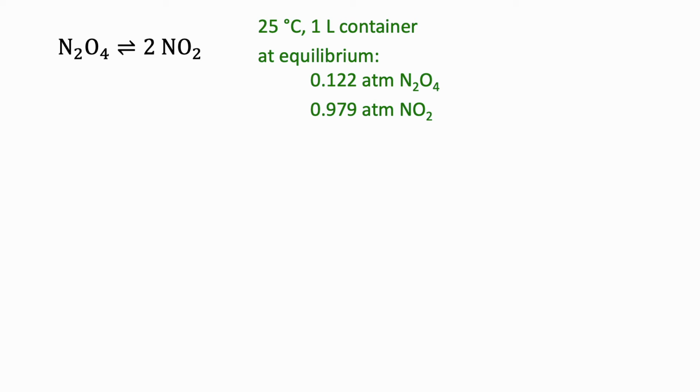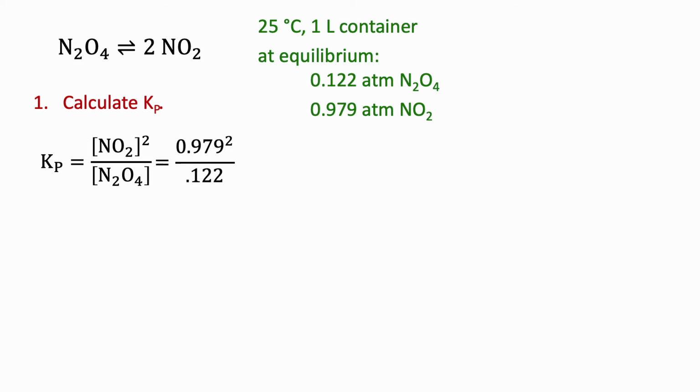So we set up the system at 25 Celsius in a 1 liter container, and at equilibrium you can observe the partial pressures of gases, which are listed here. So let's calculate Kp. Here's our expression for Kp, except I put concentrations instead of pressures, so please pretend those are pressures. And that's going to be 0.979 squared, the partial pressure of NO2, divided by the partial pressure of N2O4, which is 0.122, and so we calculate that to be 7.86. Now remember, that is our equilibrium constant.